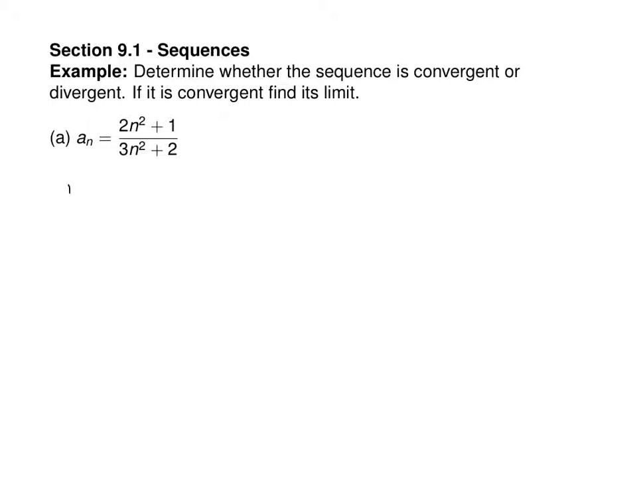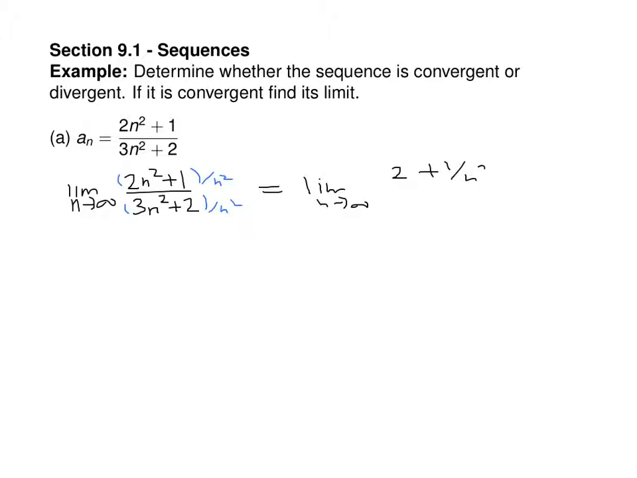So we're going to find the limit as n goes to infinity of (2n squared plus 1) over (3n squared plus 2). I'm going to divide the numerator by n squared and the denominator by n squared, and that will be the limit as n goes to infinity of (2 plus 1 over n squared) over (3 plus 2 over n squared), which is 2/3.